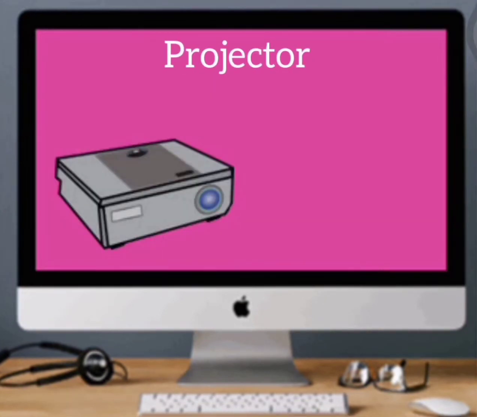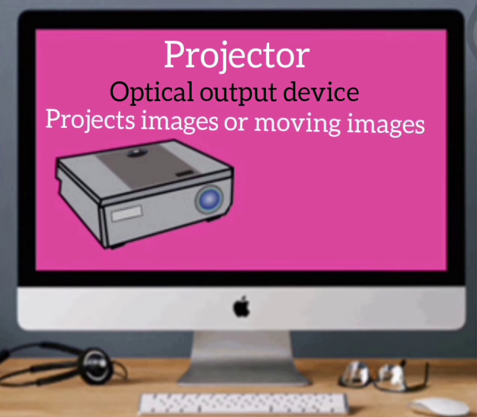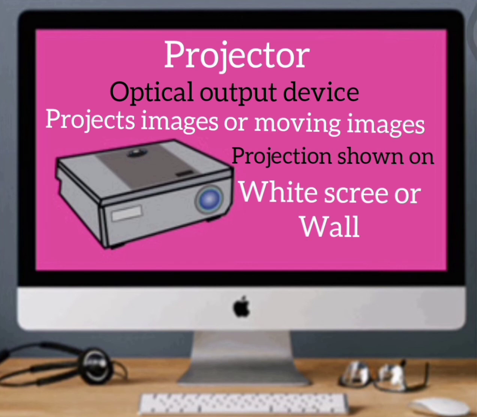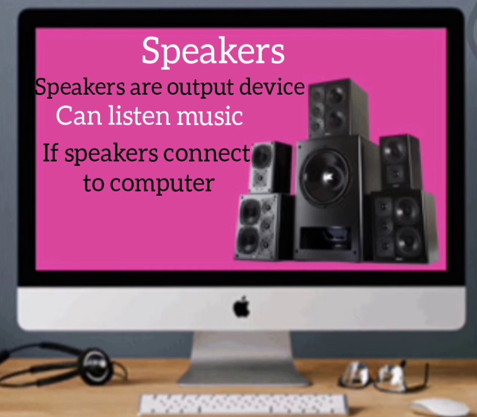Projector. A projector is an optical output device that projects an image or moving images onto a projection screen, such as a widescreen or wall. Speakers. Speakers are output devices. Speakers allow you to listen to music. When speakers are connected to the computer, we receive sound as output.